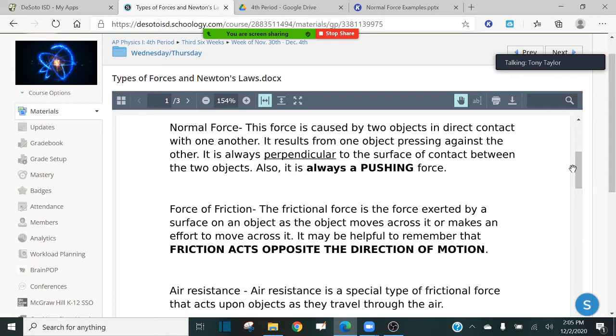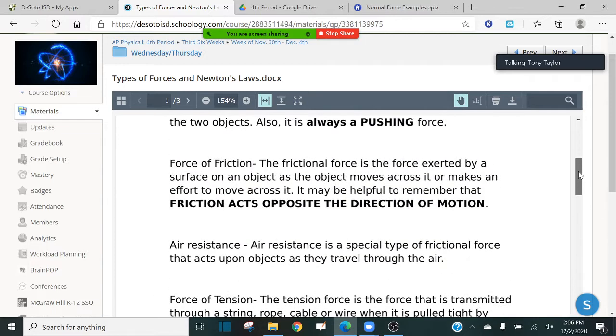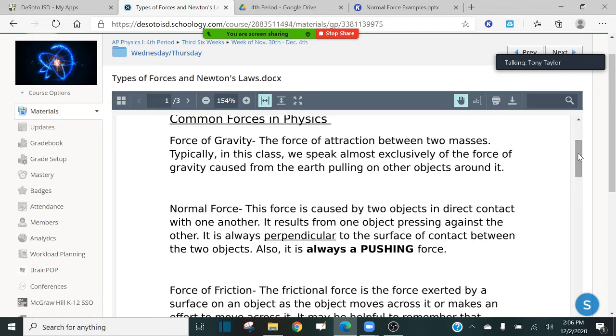Oh, one thing I want to say here: since the normal force is always a pushing force, just know that it's different from the force of tension, because the force of tension is always a pulling force. So that's one difference you need to know between the normal force and tension. One's a pushing force, the other is a pulling force. And again, we're going to talk more about that when we get to tension.